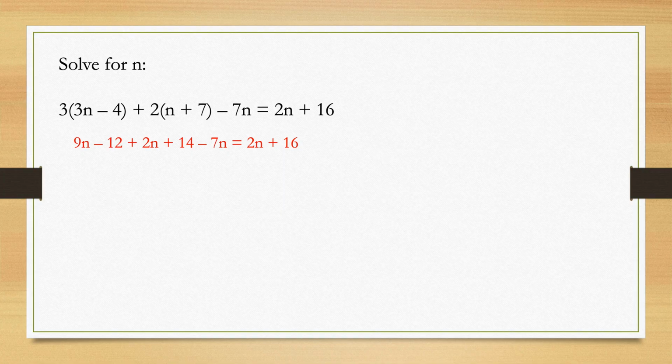Now, same side, same operation on the left. So I've got 9n's and 2n's. That makes 11n's, and minus 7n's is 4n. And then negative 12 and 14 makes plus 2. So I get 4n plus 2 equals 2n plus 16.